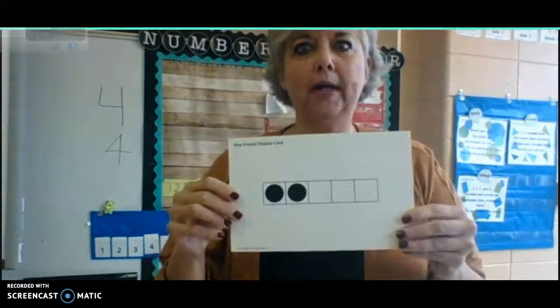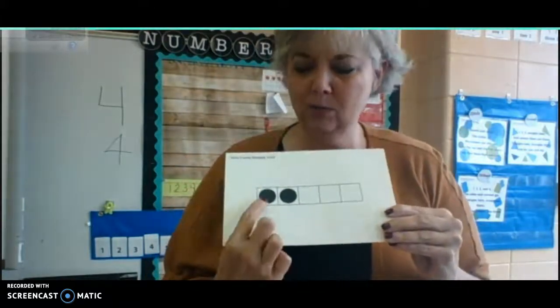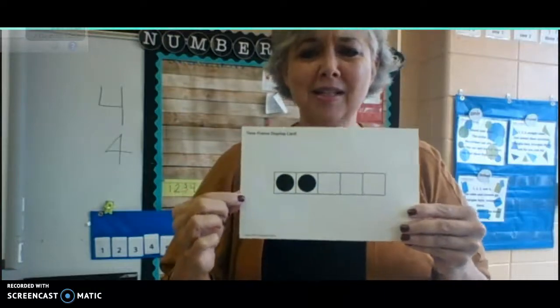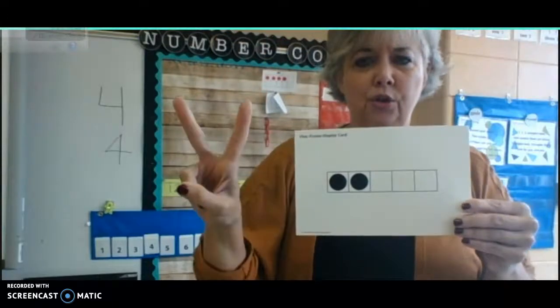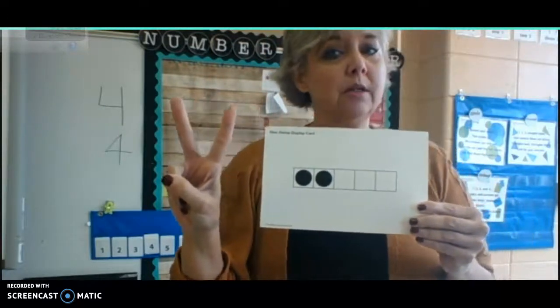Okay, I've got another card to show you. Boy, you're quick. You're right. There is 1, 2 dots on this card. So this 5 frame shows me 2. Can you do that with your fingers? Awesome job, Cookies. One last card.